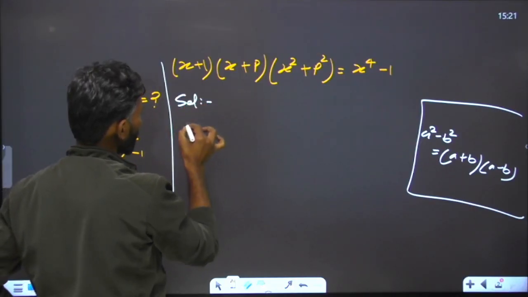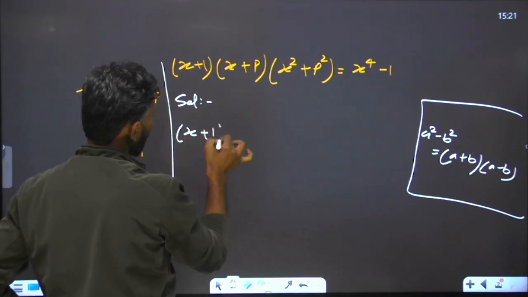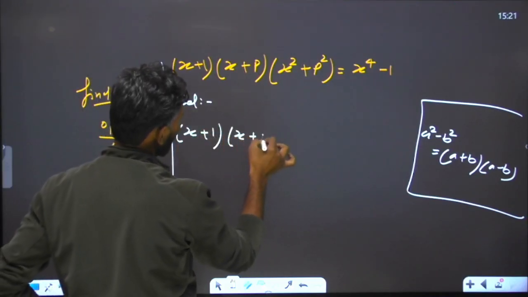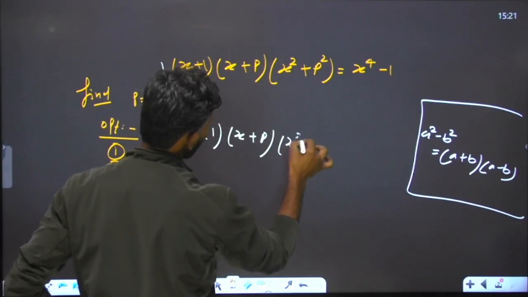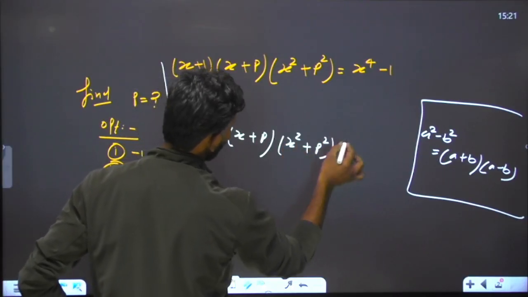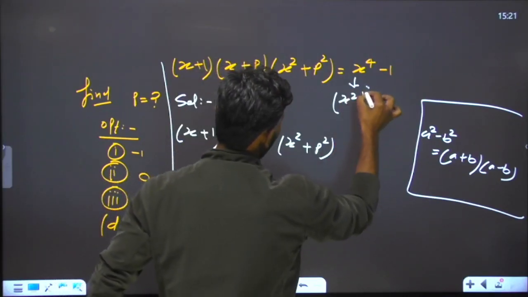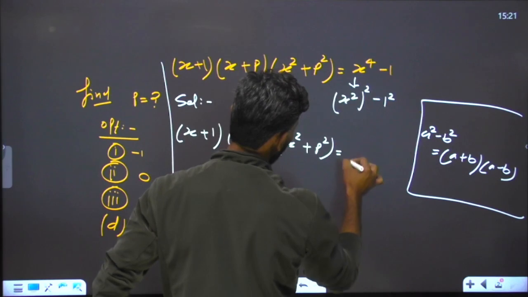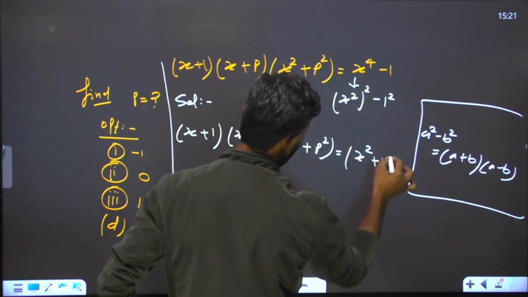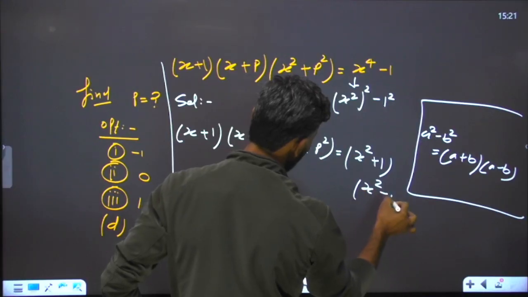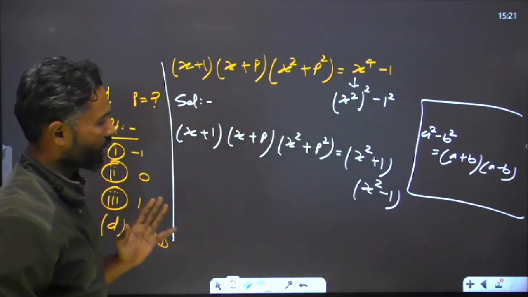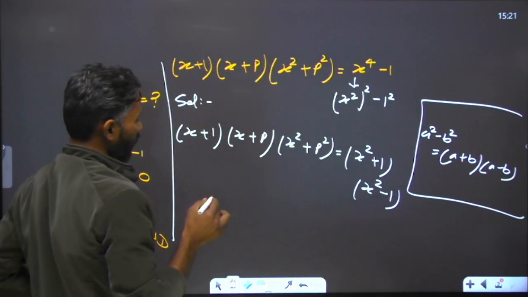I can say that x plus 1 within bracket x plus p, again within bracket x square plus p square will be equal to, I can write it like, x square whole square minus 1 square. So I can say it will be equal to x square plus 1 into x square minus 1. Okay, now we are going to do one more thing.